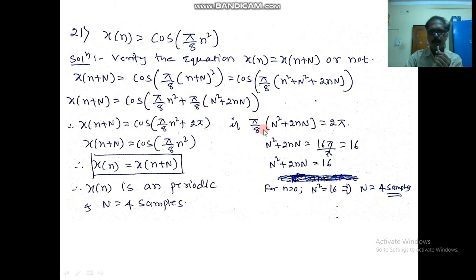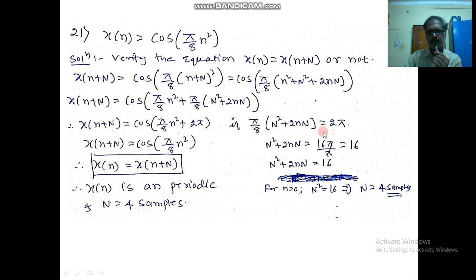Therefore, if pi by 8 of (capital N square plus 2n into capital N) equals 2 pi, then substituting this value 2 pi, you will get cos of pi n square by 8. Therefore, x of n plus capital N equals this value. Comparing x of n plus capital N equals x of n, both are equal. Therefore, the given signal is what signal? Periodic signal.